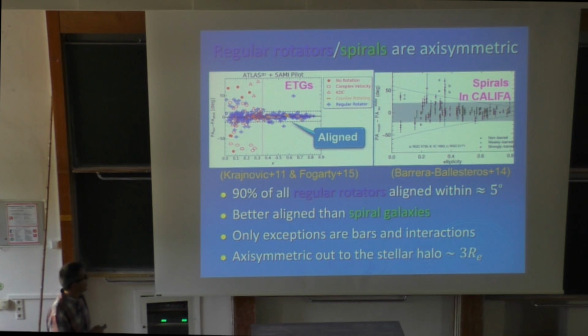While for the non-regular rotators, the red ones, you see that there is no clear connection between the photometric major axis and the kinematic major axis. So this shows that these galaxies are actually not consistent with being axisymmetric.